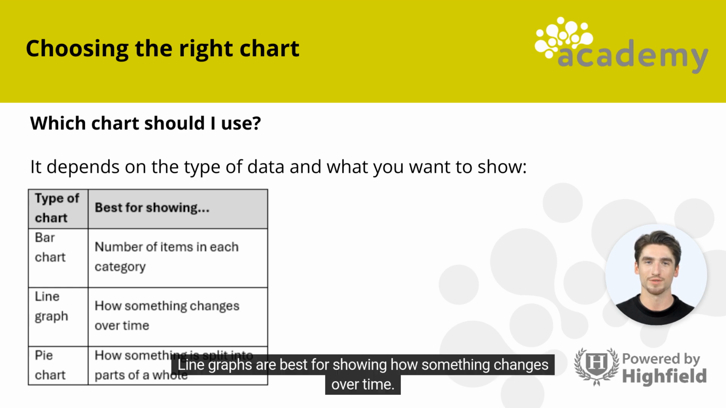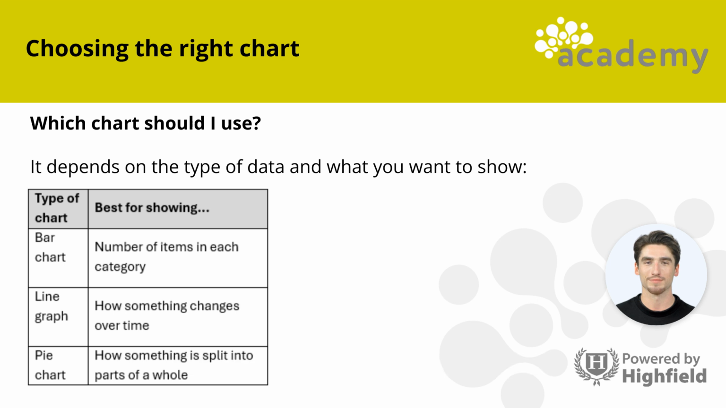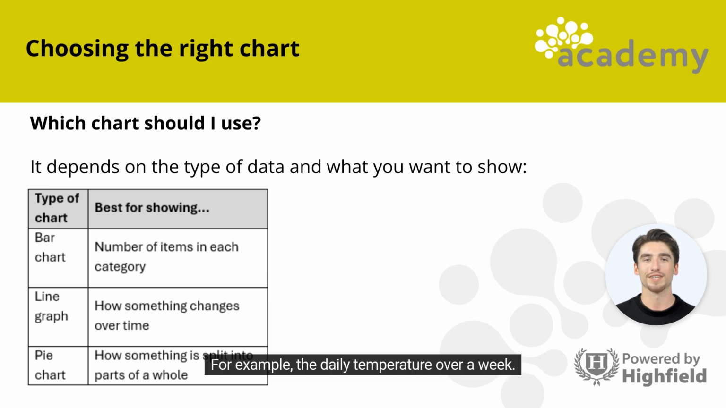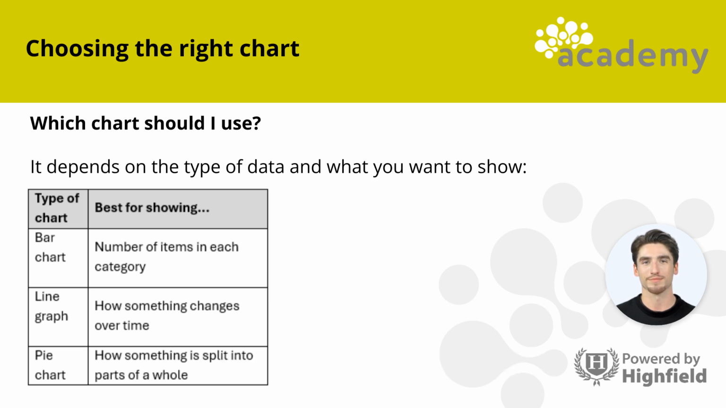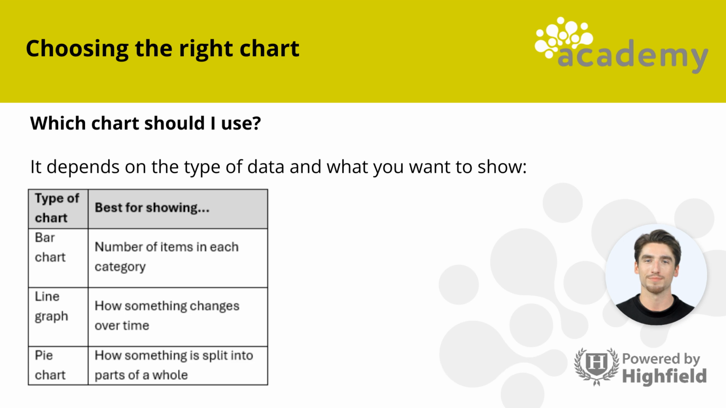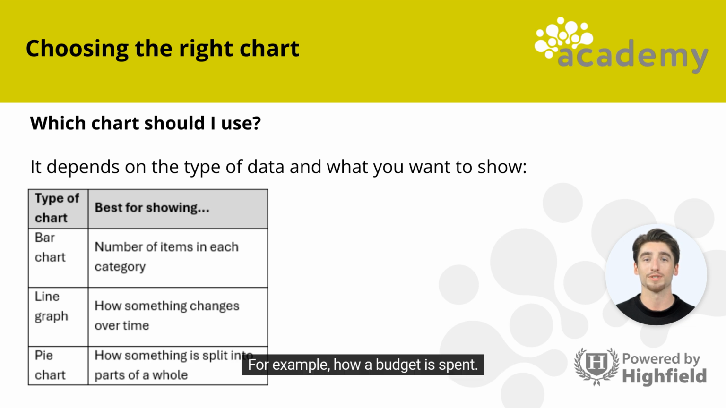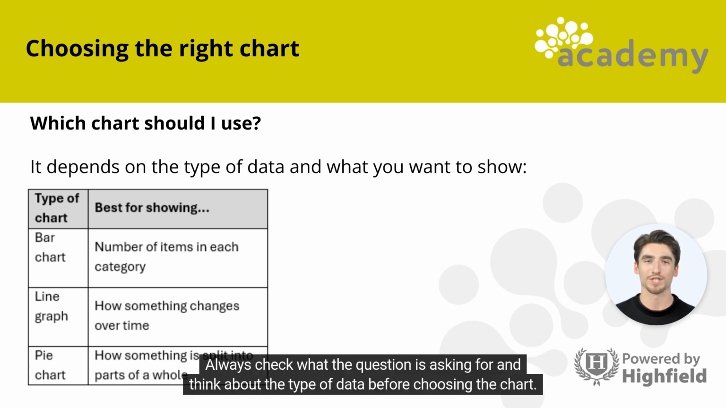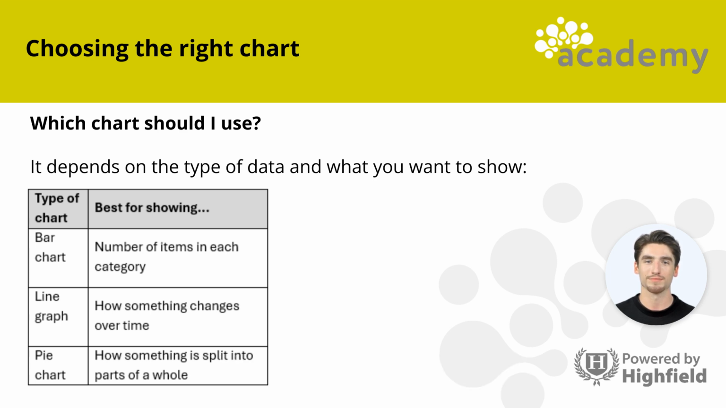Line graphs are best for showing how something changes over time. For example, the daily temperature over a week. And pie charts are best for showing how something is split into parts of a whole. For example, how a budget is spent. Always check what the question is asking for and think about the type of data before choosing the chart.